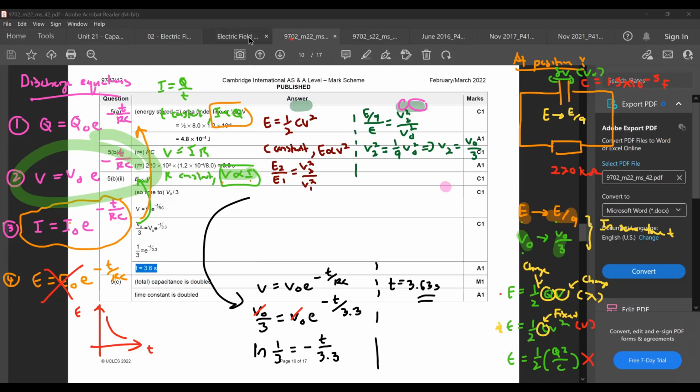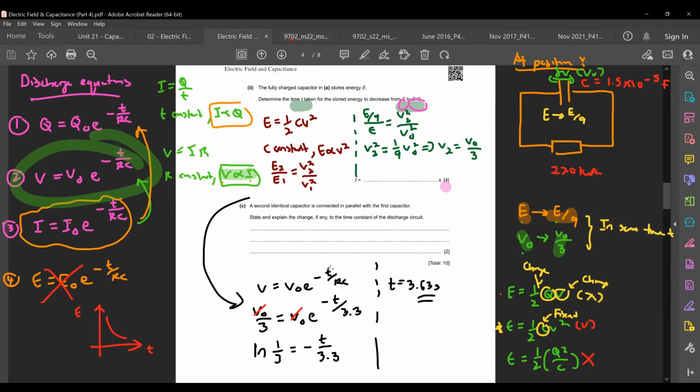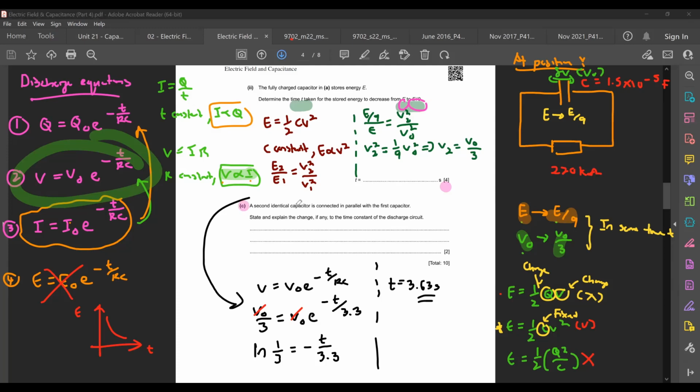Then let me just go back to the last part of your question. The last part of your question here, you have a second identical capacitor that's connected in parallel with your first capacitor. State and explain the change, if any, on the time constant of your discharge circuit. If you notice, they say you are using an identical capacitor, the keyword here is identical, that would have told you that you actually have the same capacitance.